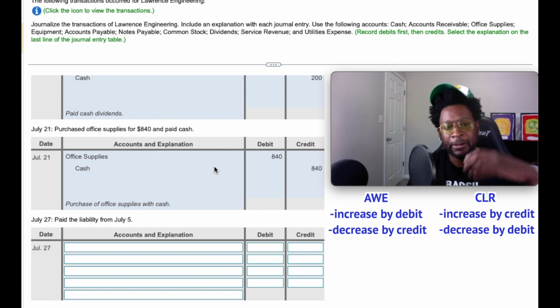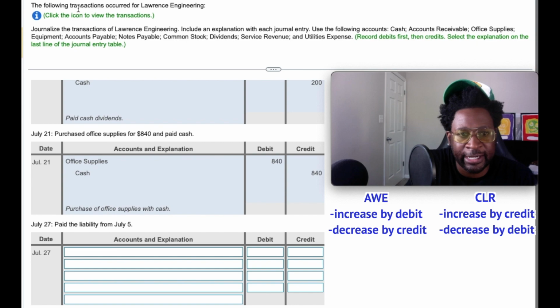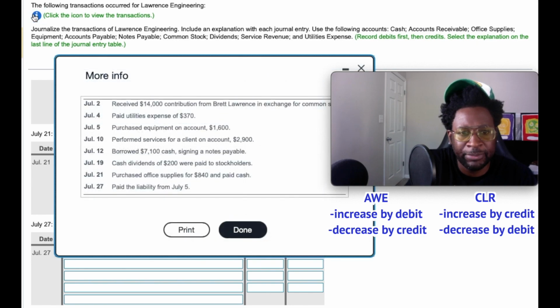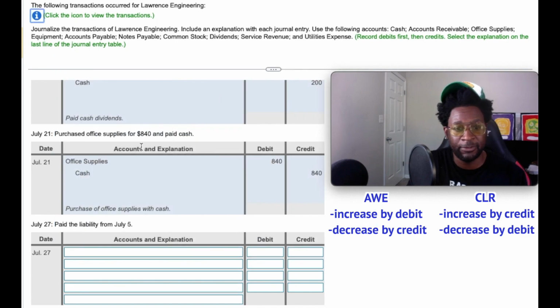Next, paid the liability from July 5th. Keywords: paid liability July 5th. So in this one, we have to scroll down or take a look at what liability was paid on the 5th. We see here that we purchased equipment on account. So therefore it was an accounts payable of $1,600 on July 5th. Very well. So now it's the 27th and we paid on that accounts payable.